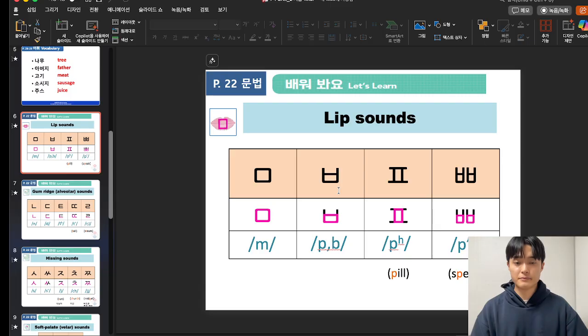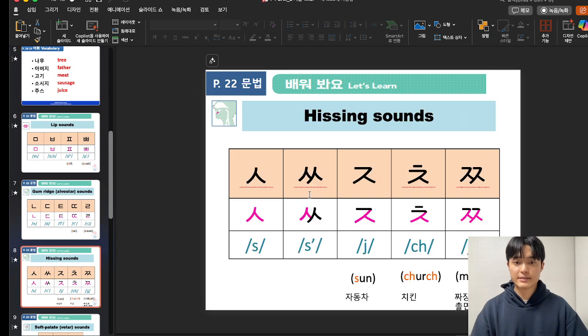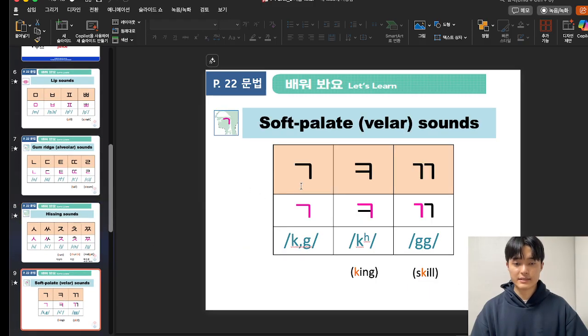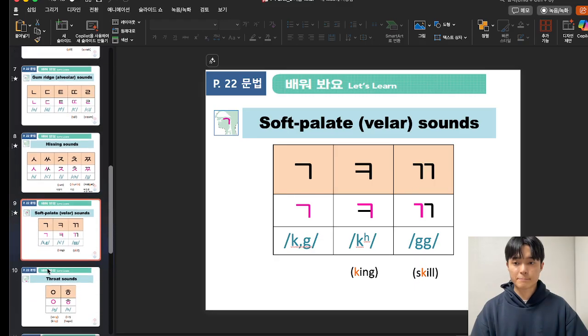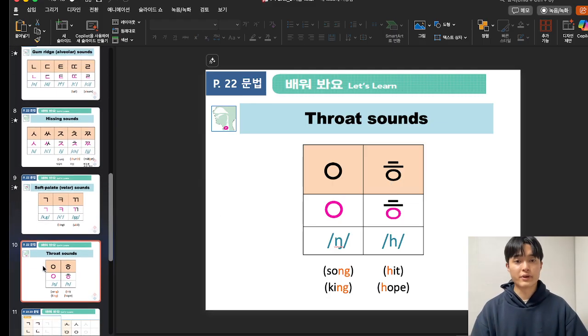M, B, P, B. N, D, T, D, L. S, S, J, Ch, J. G, K, G. H. Okay, so this is the pronunciation of Korean consonants.